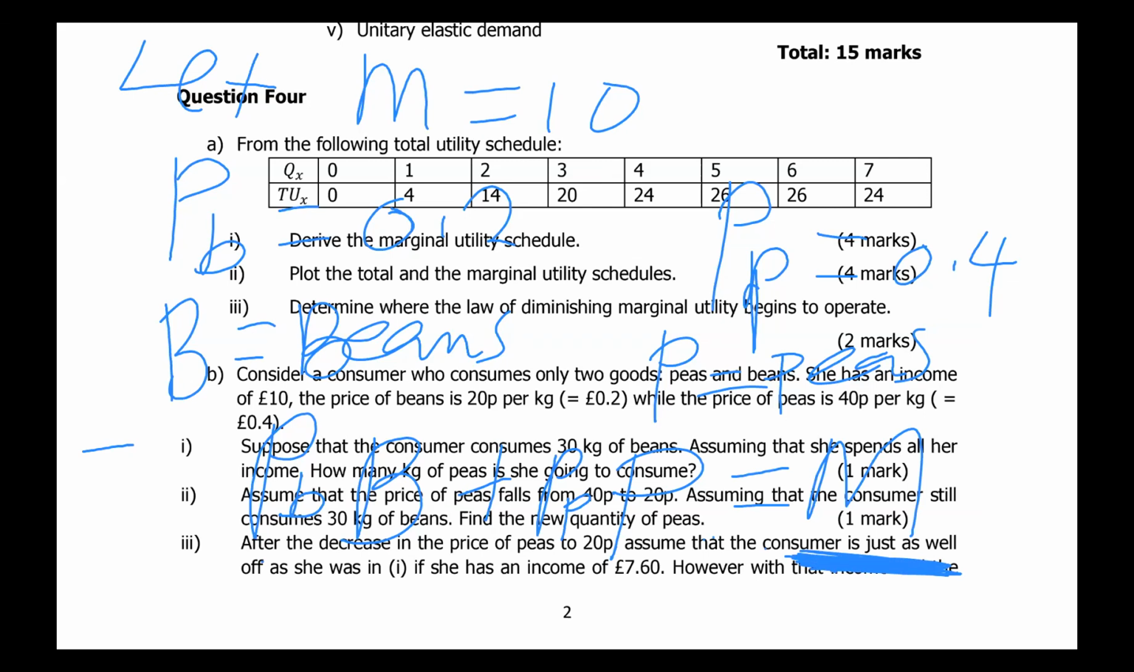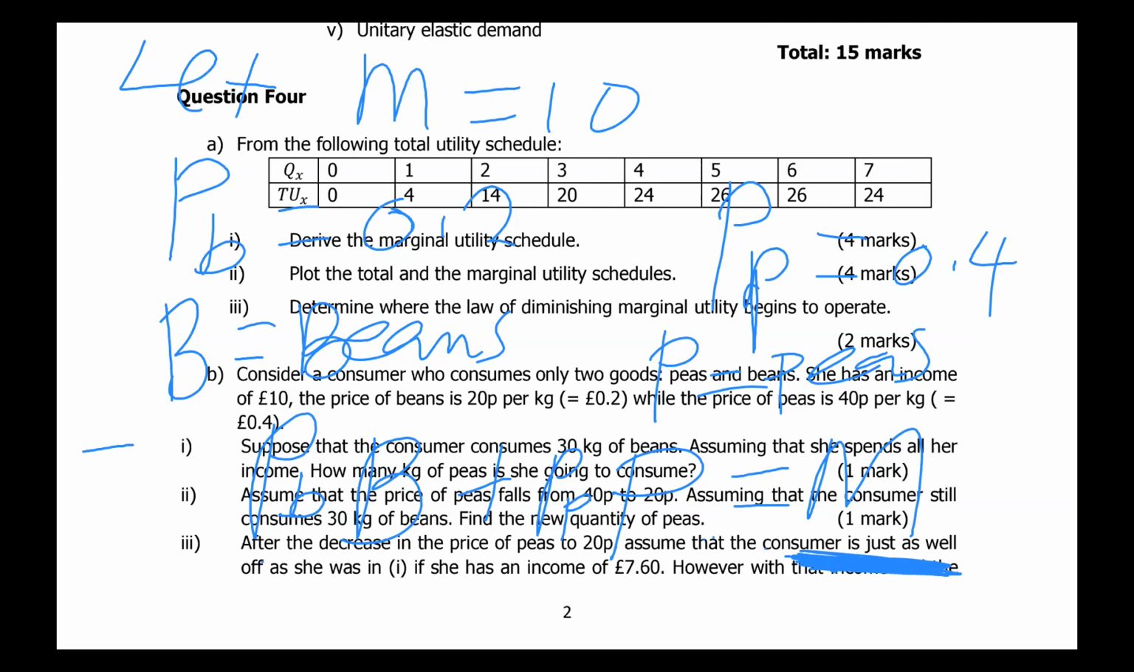So this is your equation. In the question they're saying, suppose the consumer only consumes 30 kgs of beans, meaning where there is B, the quantity of beans is 30 kg. And assume she spends all her income, meaning she uses all the 10 kwacha on what? On beans. How many kgs of peas is she going to consume?